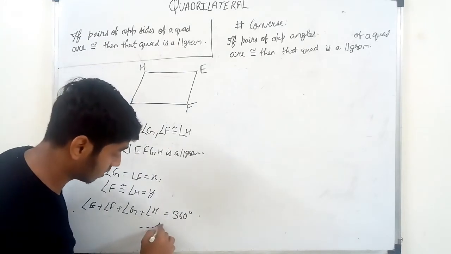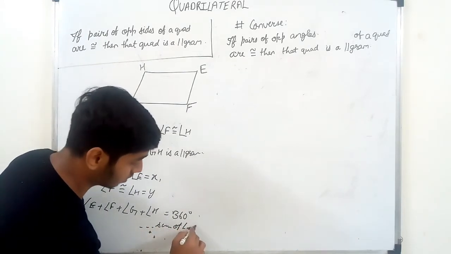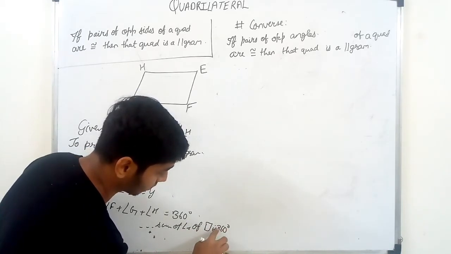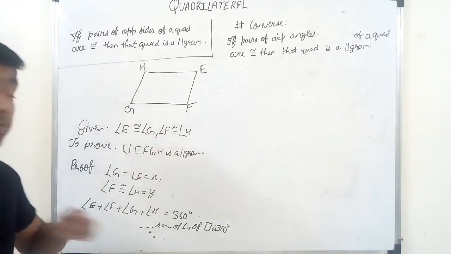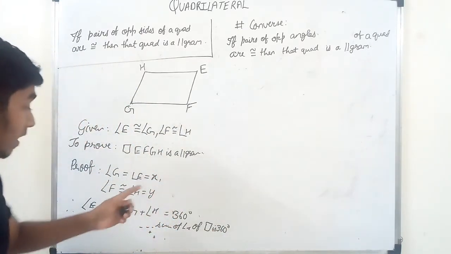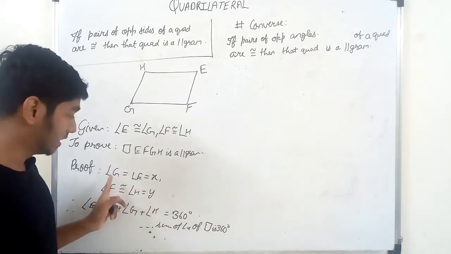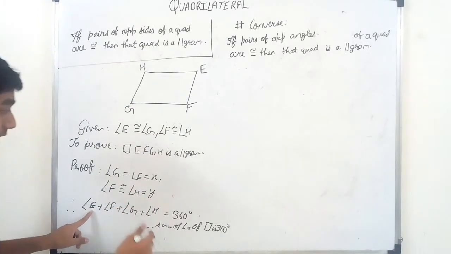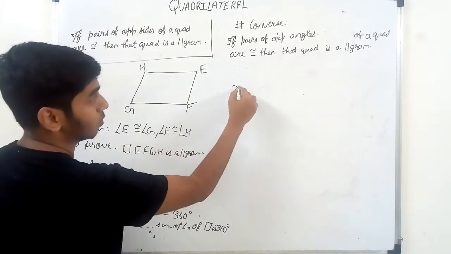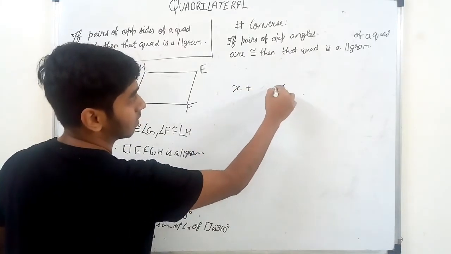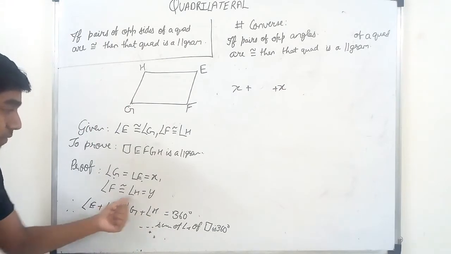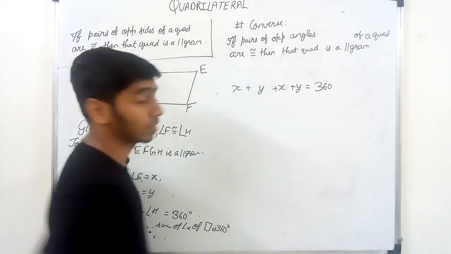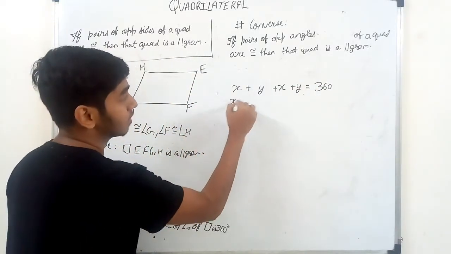So you can write that reason. Sum of angles of quadrilateral is 360. So this is what the reason is. Therefore, now can we substitute, instead of G and E, we can substitute X, and instead of F and H, substitute Y in this. So we get X and X, and for F and H, we substitute Y. So Y and Y equal to 360. Yes or no?